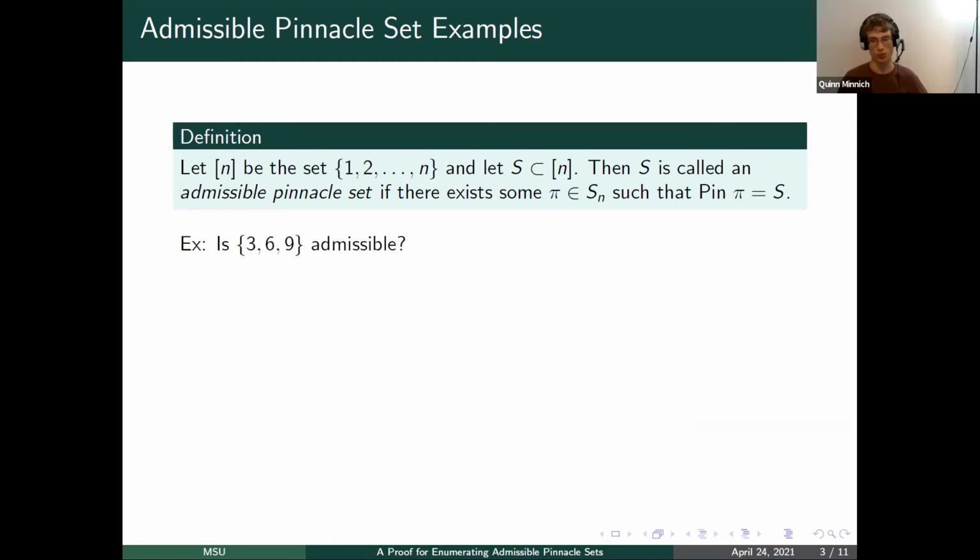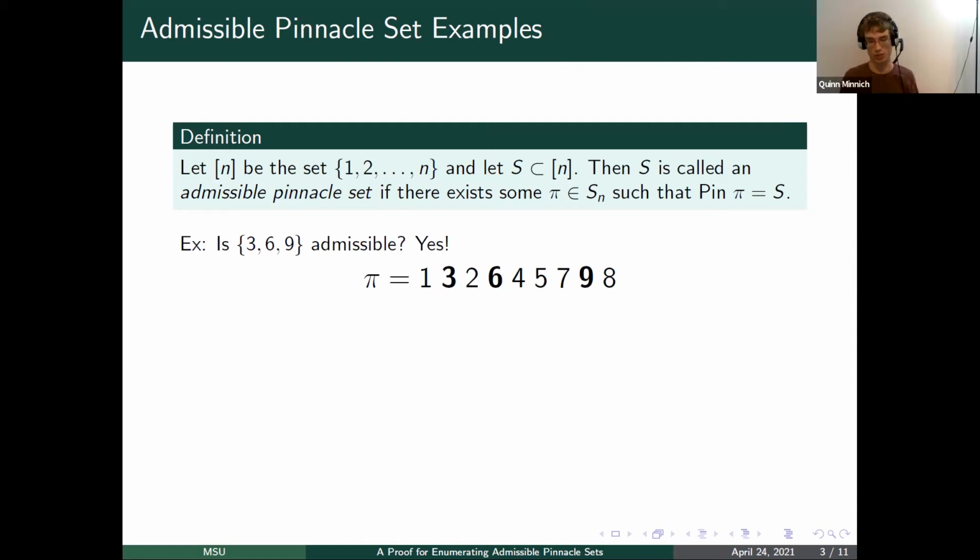Again, an example is worth 1,000 words. Is the set 3, 6, 9 admissible? Can we find a permutation that has these 3 numbers as the pinnacles? Yes, we can. Here's an example. Notice I say an example because there's more than one permutation that will work. We could swap the 6 and the 4, and we would again have a permutation that has exactly 3, 6, and 9 as the pinnacle values.